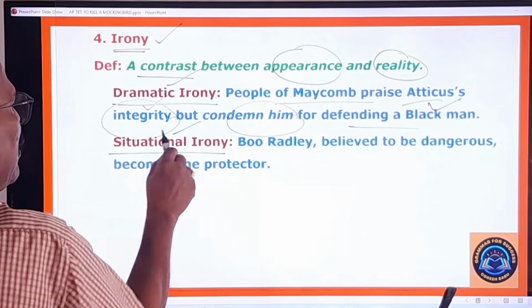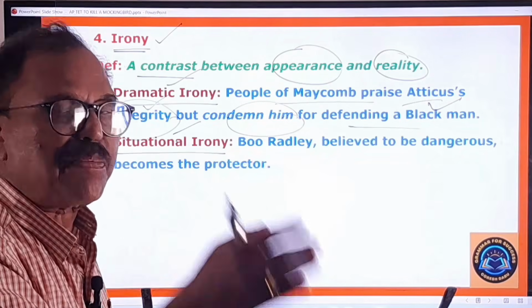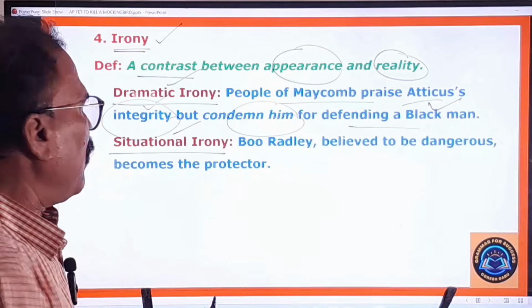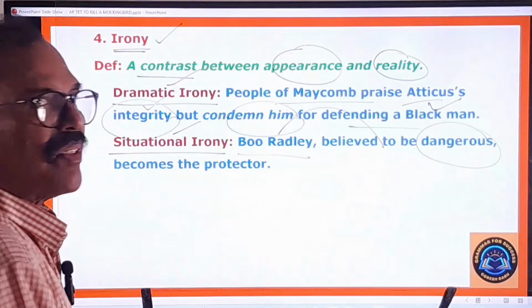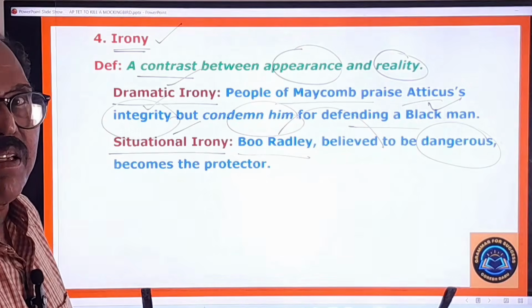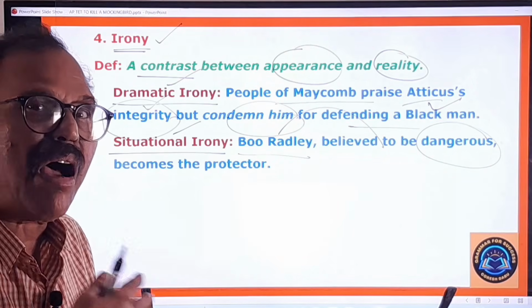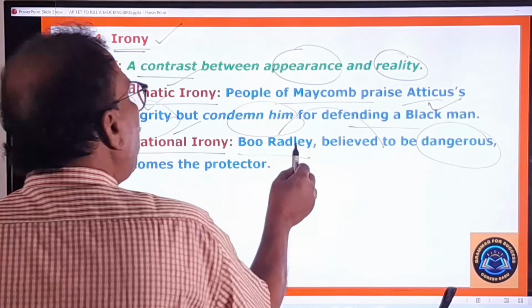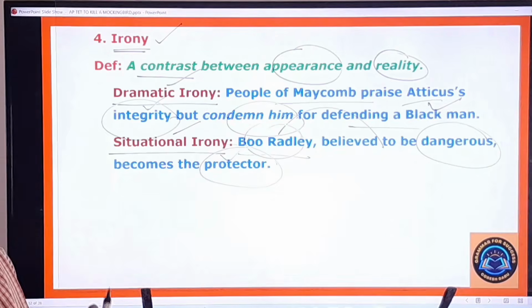Situational irony. What is situational irony? When the opposite of what is expected happens, that is called situational irony. Here, Boo Radley was expected to be dangerous, was deemed to be dangerous. So the young children, Scout Finch, Jem Finch and Dill, thought of him to be a dangerous man. But ultimately what happened? He proved to be a good man and a protector. That is called situational irony.